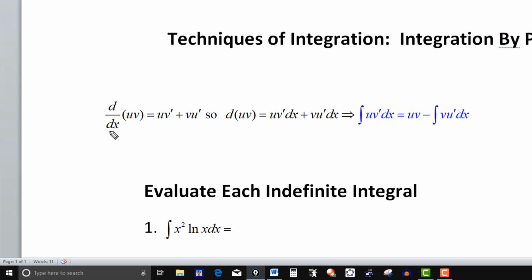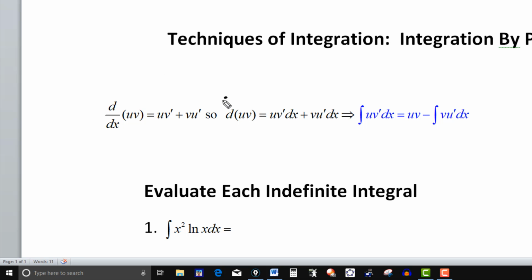I have the derivative of u times v. U and v are functions of x. So the product rule tells you it's the first function u times the derivative of the second, so u times v prime, plus the second v times the derivative of the first. You get v u prime. Okay, so then multiplying that by dx, we wind up with this situation.